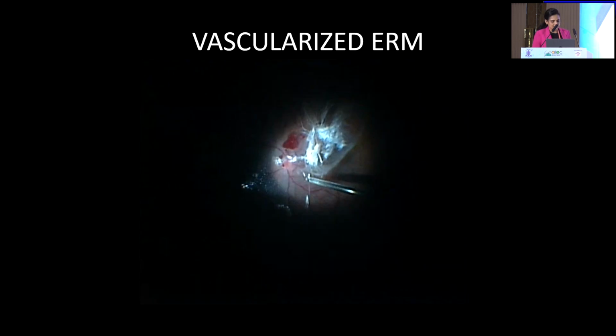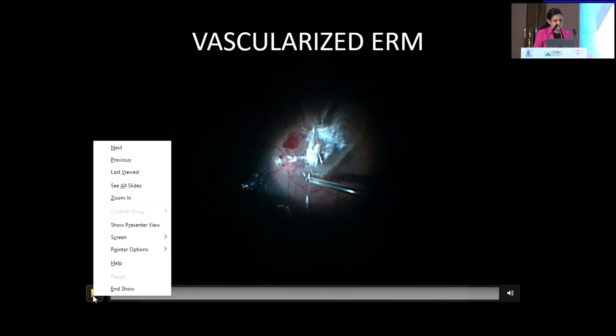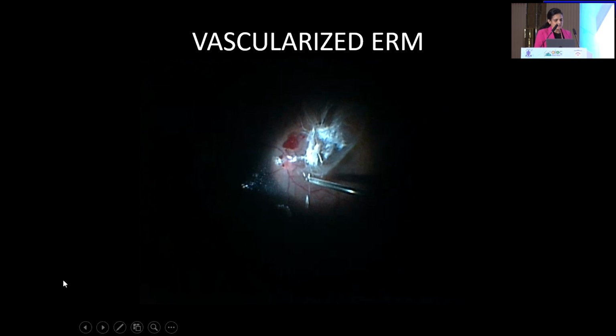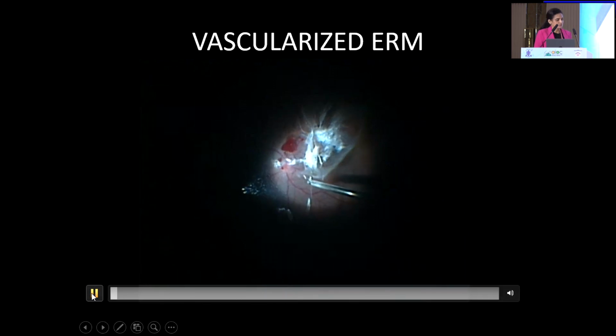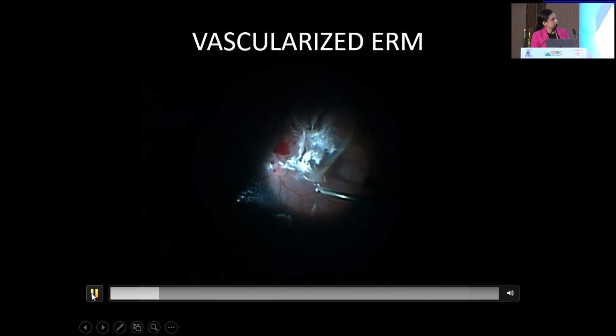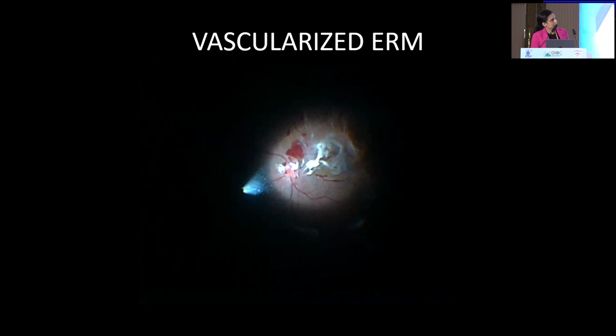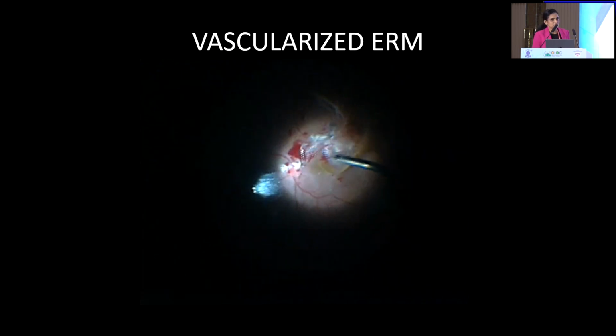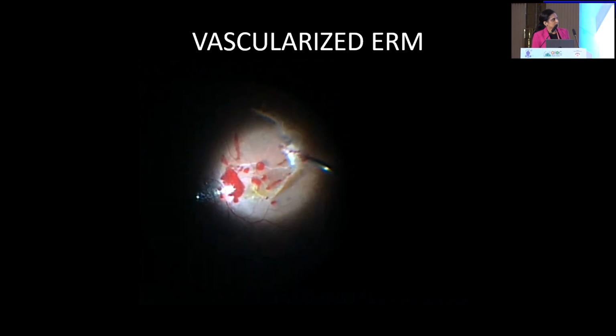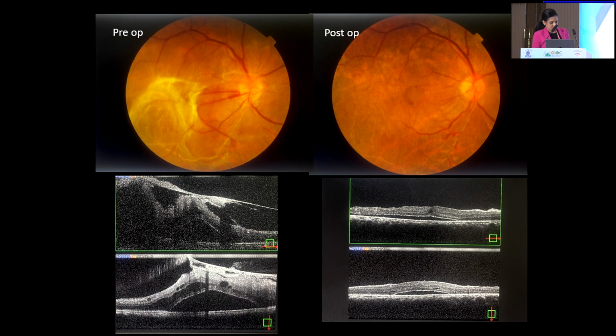Now in this, I was anticipating a very difficult surgery, but to my surprise, the membrane came off right when I induced the PVD itself. So here I'm trying to induce the PVD, and while inducing the PVD, that whole thick membrane complex came off very easily, very simply. So the surgery was a very short and sweet surgery. There you see the membrane came off. So this is the pre-op photo of the patient. This is a post-op picture.